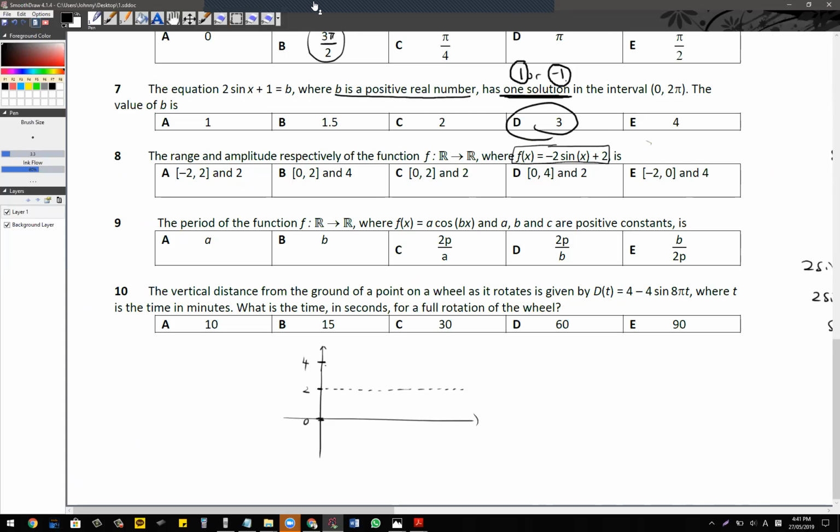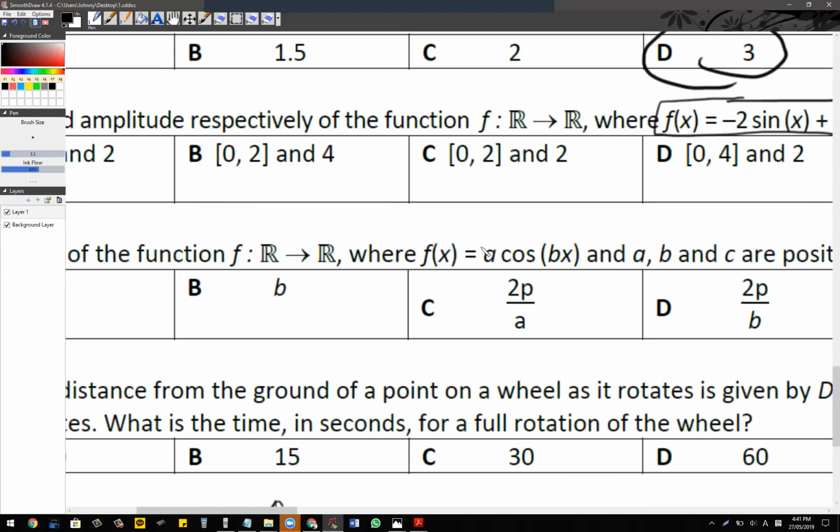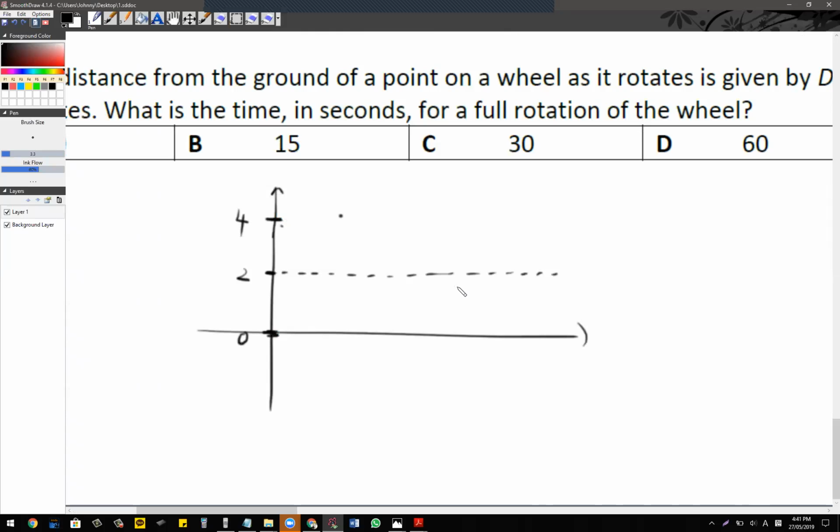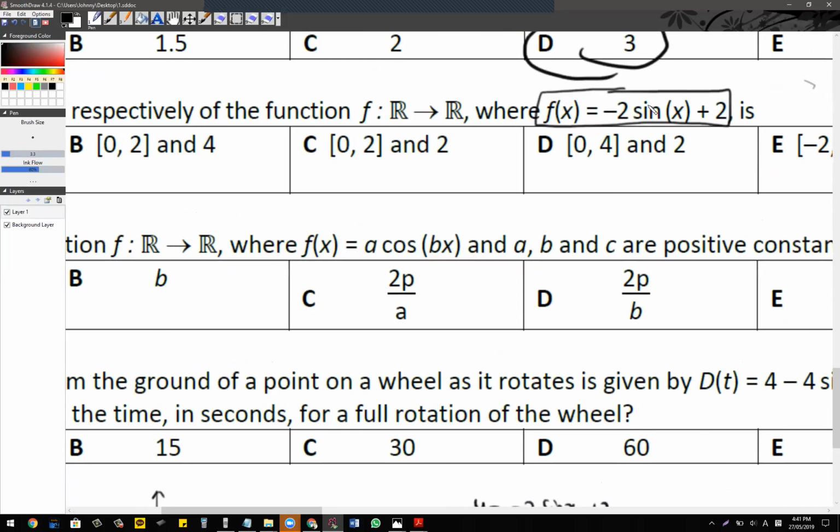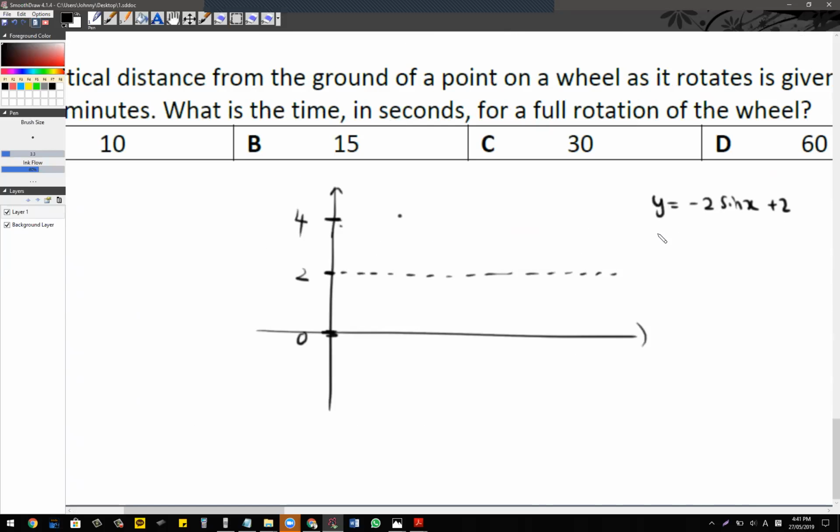Can you then draw this? I'll leave it to you. You can use your mouse to draw. Maybe I'll make it look a bit bigger. Give that a go. So the equation was y equals -2 sine x plus 2. So that was that one there. Can you control your mouse? Oh, now I can.